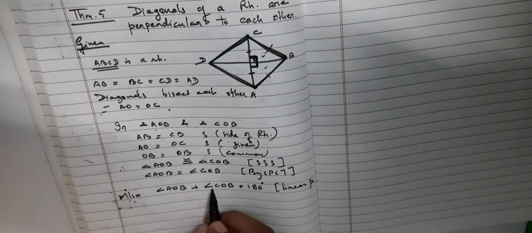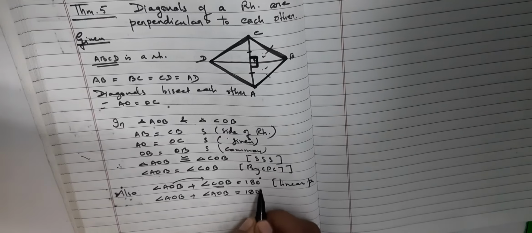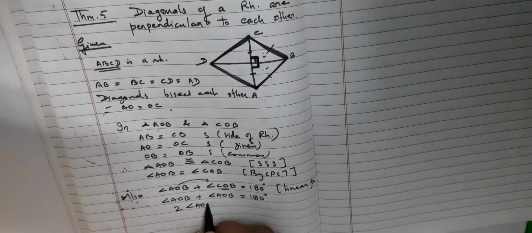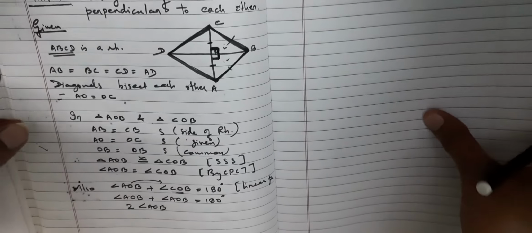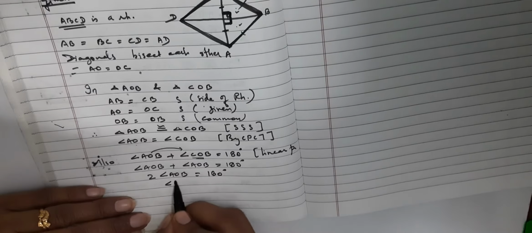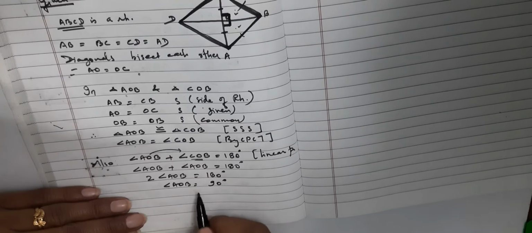Now we know that these two angles are equal also, so I can give the same name to this angle. That means I can write angle AOB plus, instead of COB I can write angle AOB again. Why? Because both are equal. So I can write it as 180 degrees. Now two angle AOBs are there, so two angle AOB is equal to 180 degrees. It means angle AOB will be equal to 180 degrees divided by 2. We are getting 90 degrees.